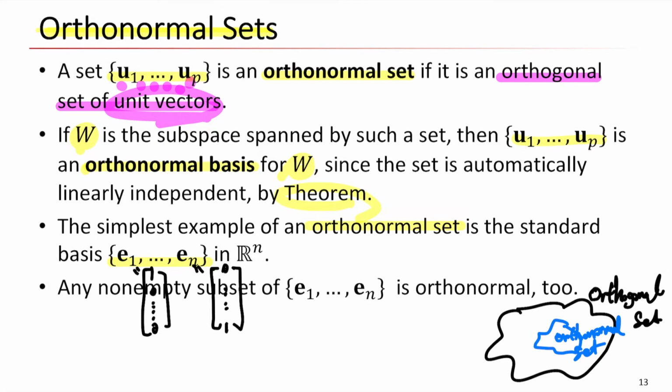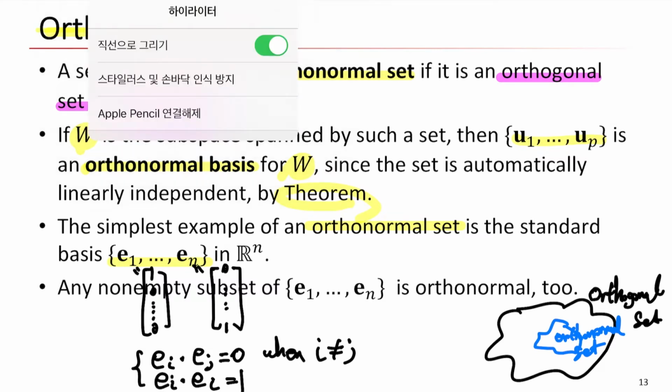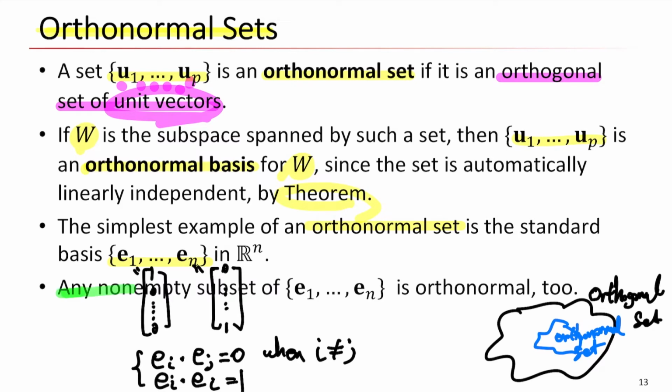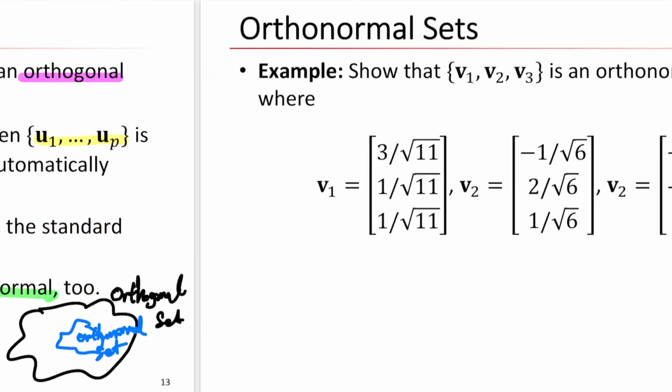Why? ei inner product ej is equal to 0 when i is not equal to j, right? And ei inner product ei is equal to 1. So this standard basis is also an orthonormal set. In other words, any non-empty subset of e1 through en is also orthonormal. Why? Because they satisfy this, which is the definition of an orthonormal set.